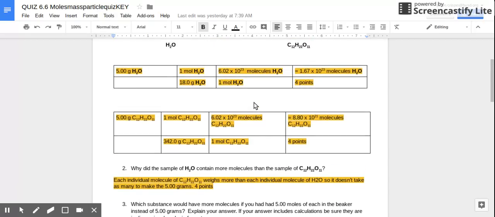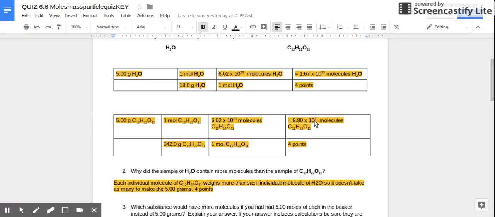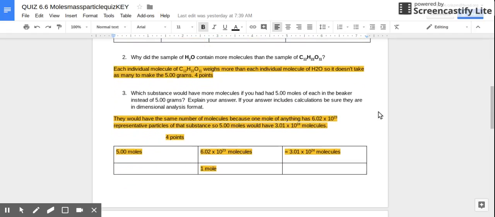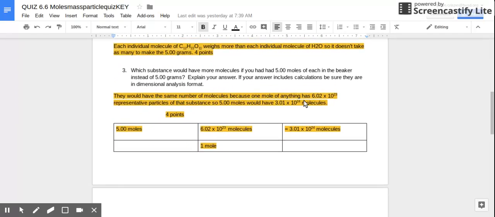Number 3, also worth 4 points. So this is a little bit of a trick question here. Not super tricky, but I think some people just thought, well, this is too easy. 5 moles of anything is going to be 3.01 times 10 to the 24th molecules. And that's because 1 mole is 6.02 times 10 to the 23.